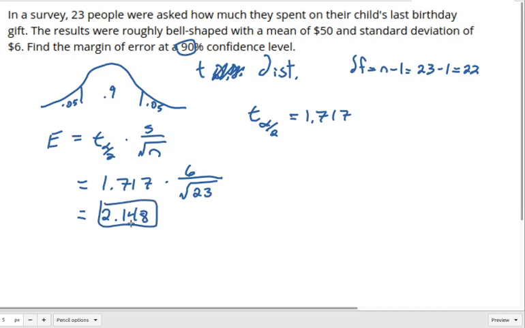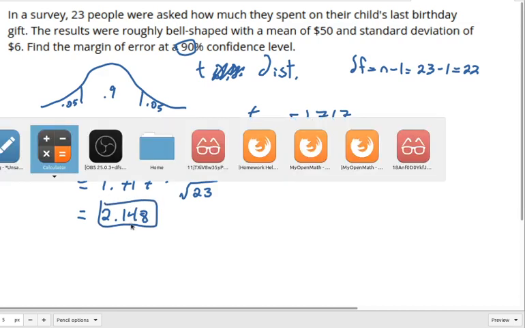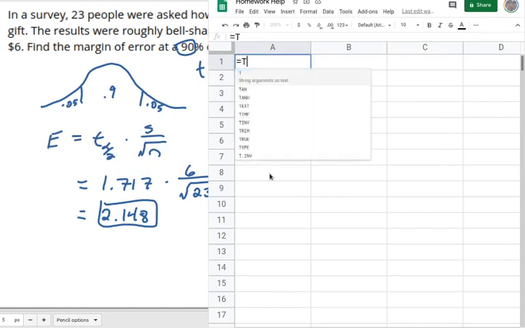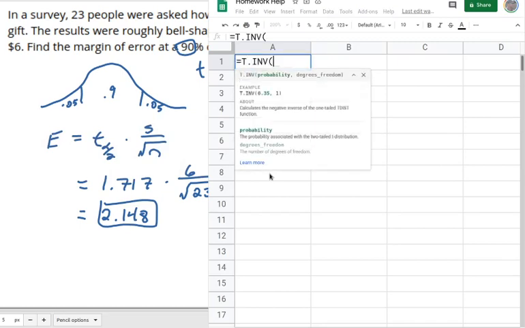Now, instead, I could do this all in a spreadsheet. So let me, first of all, find that critical t value. I'm going to use T.INV, and this function gives me the critical value that has the probability that I plug in to the left. I want the positive value over here, so how much area is to the left of that?